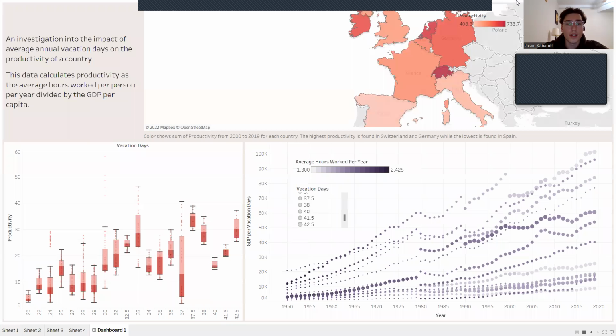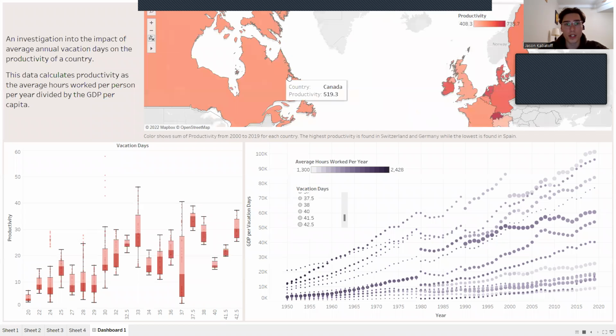Okay, so what I have here is a dashboard presenting basically the impact of average annual vacation days on the productivity of a country. I just quickly noted here that the data calculates productivity as the average hours worked per person per year divided by the GDP per capita. So basically that is the input divided by the output of the country.